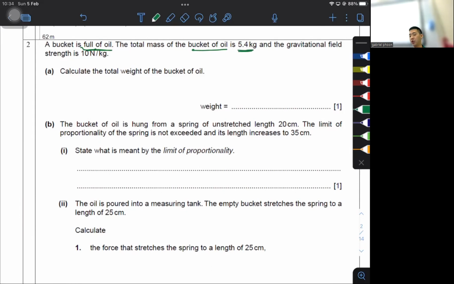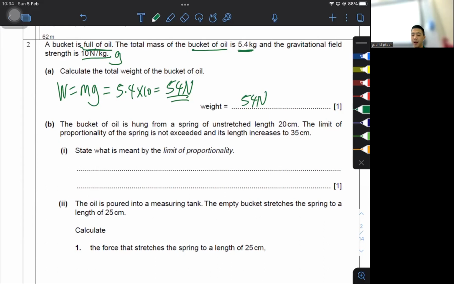So this 5.4 kg is in reality the mass of the bucket and the mass of the oil, right? After that, they say the gravitational field strength is this amount, which is basically your g. Then they ask you to find your weight, which everyone knows by now. W equals mg, so it will be 5.4 multiplied by 10, which is a simple 54 newtons. I think everyone got this one correct.